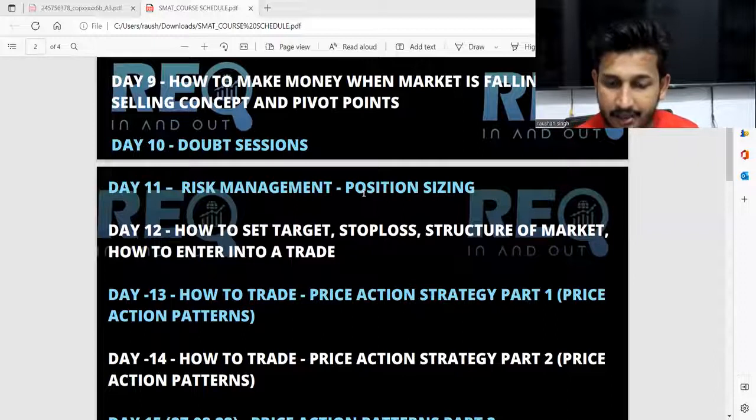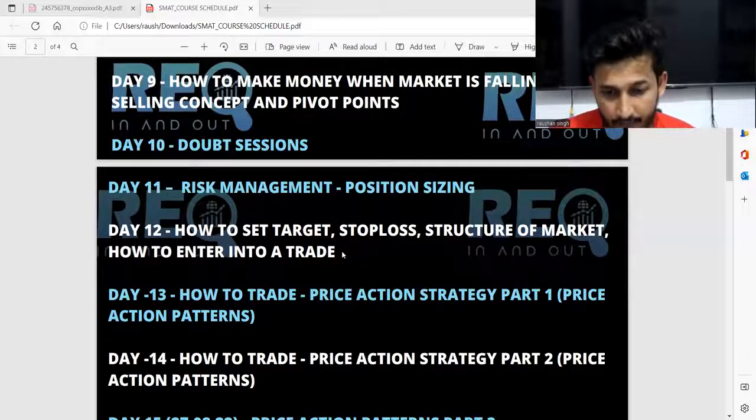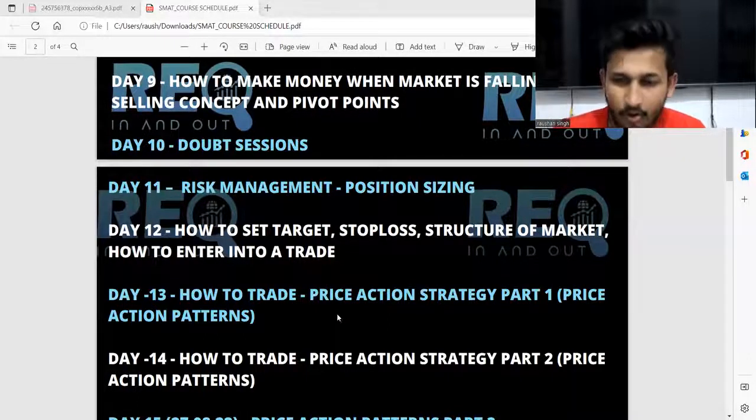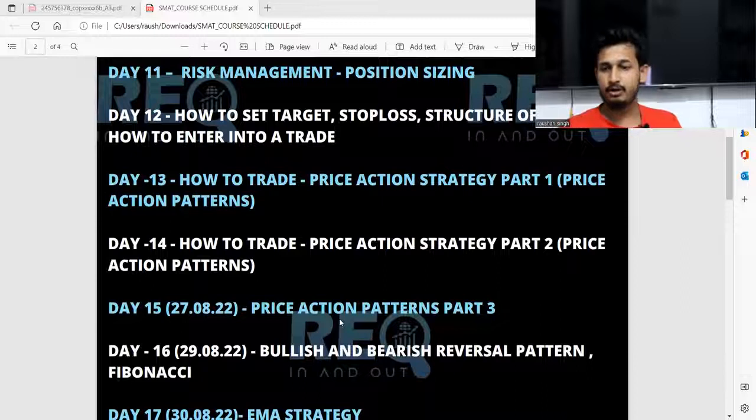Then how to set target and stop loss, structure of market already read. So I'll explain a bit maybe from Wednesday. If we have Tuesday, yeah, Wednesday, or maybe from Thursday, I'll start the strategy. And we'll complete the strategy as I'll be occupied.